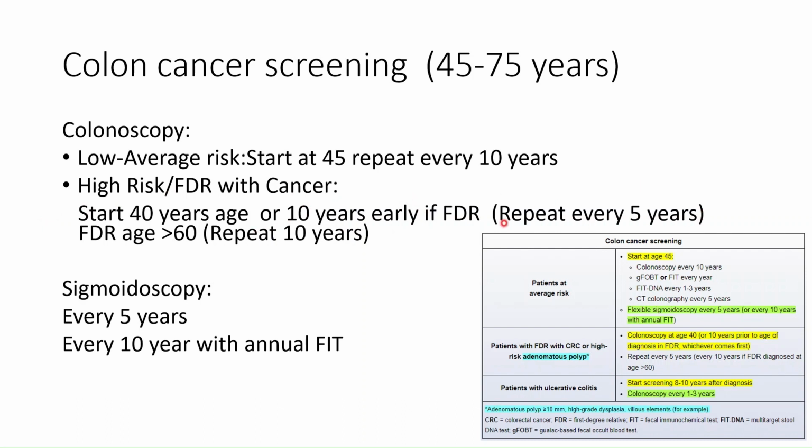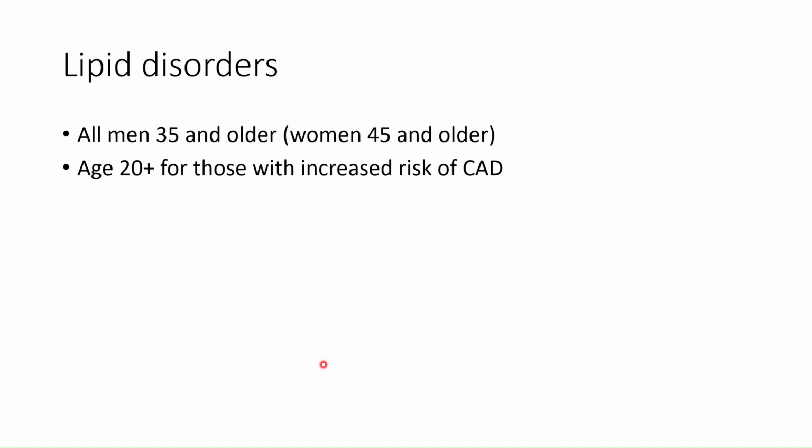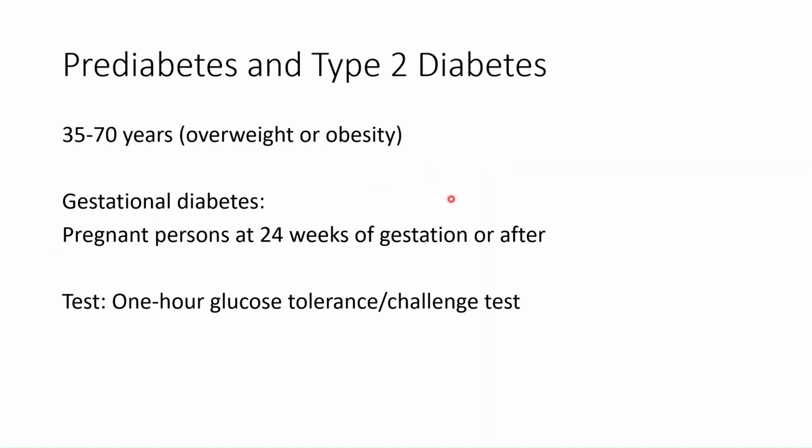So we have to repeat every 5 years. And the sigmoidoscopy we have to do every 5 years, or every 10 years if we are doing it with the FIT. Lipid disorder, we have to screen all men 35 or older, and if it's women, then 45 or older. Women age 20 plus for those who are at increased risk of coronary artery disease.